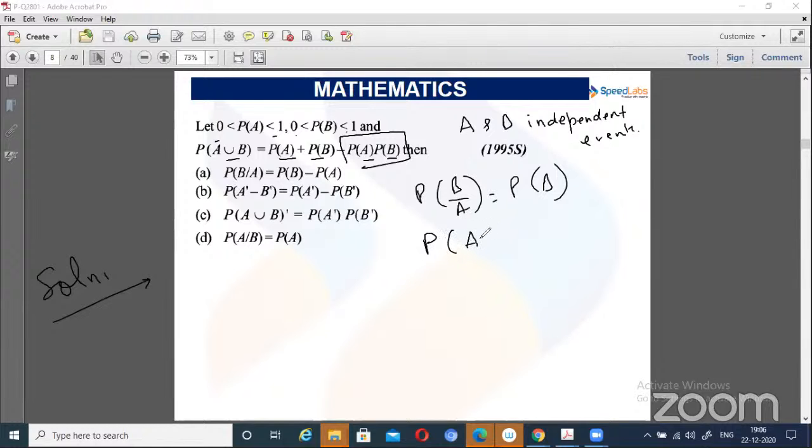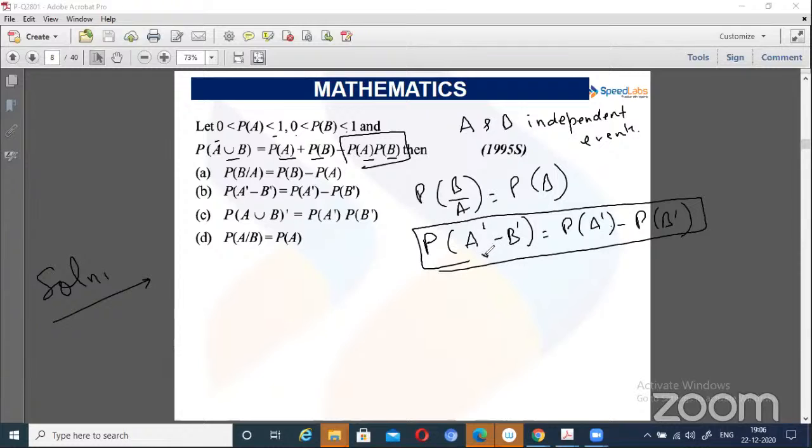So P of A minus B, is there a dash here? Is equal to P of A minus P of B. Okay, that is not correct. As you can see, ये गलत है.